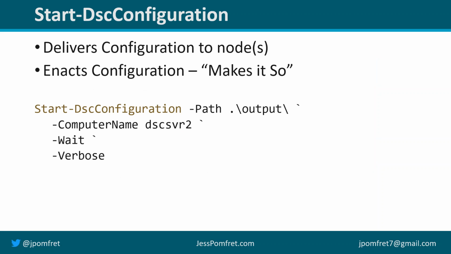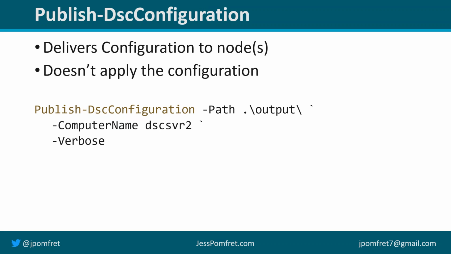Now, we have two options for pushing out our configurations. We can use the Start-DscConfiguration function, which will deliver our configuration to the node and then enact it immediately. So it will be pushed out and then ran straight away. We can also use Publish-DscConfiguration if we want to push out our configuration but not apply it immediately. We'll talk about how they get enacted in a second, but for this example, we're going to use Start-DscConfiguration because we want it to happen immediately.